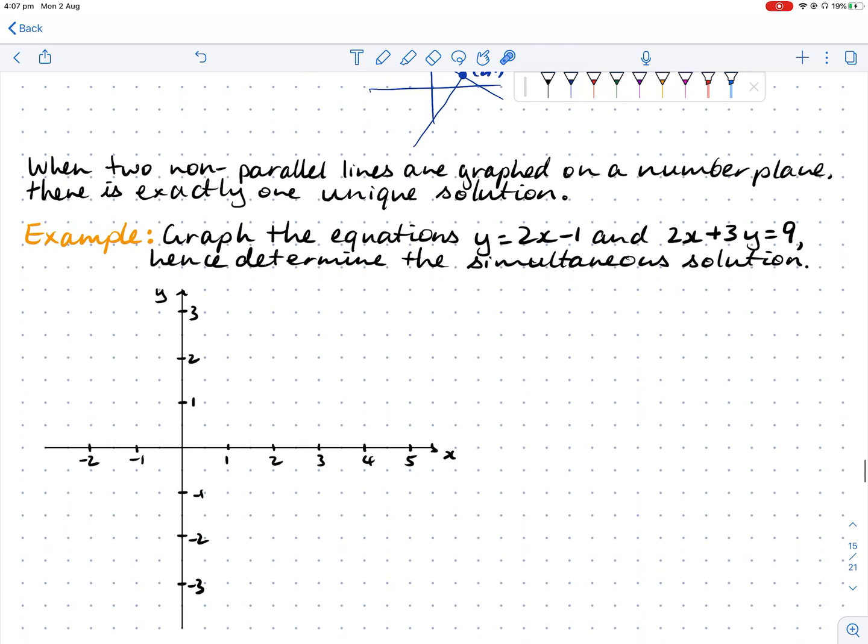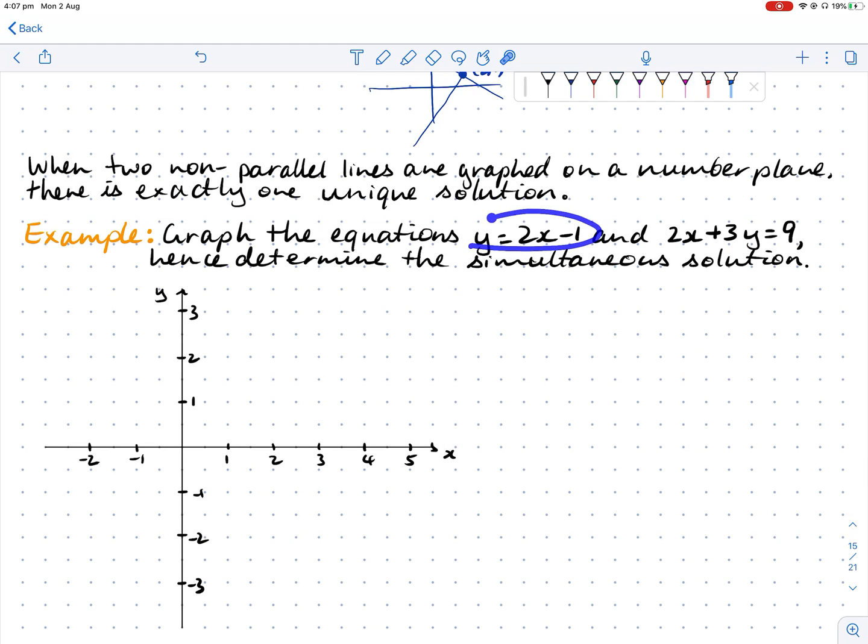So here's our example. Graph these two equations. I've got two formulas here. They're linear because they're straight lines. So I'm going to graph them and then work out the simultaneous solution, so the pair of values, the x and the y coordinates, for which both of those equations will work.